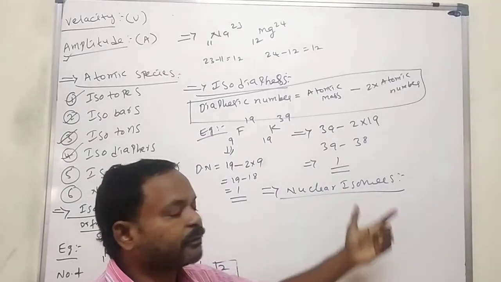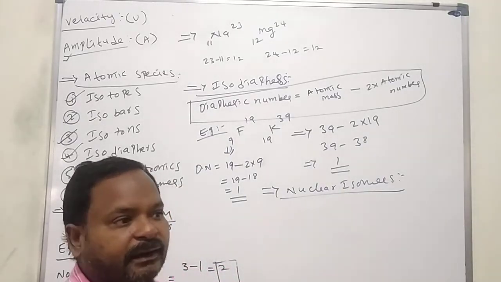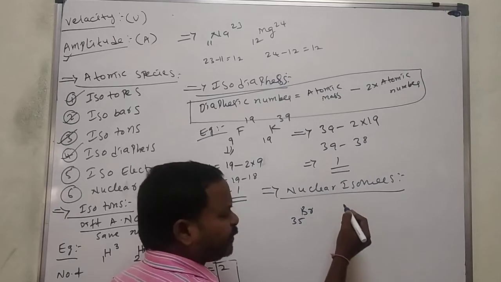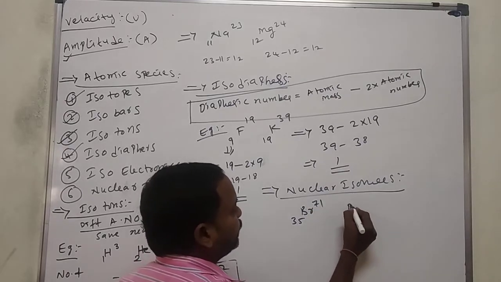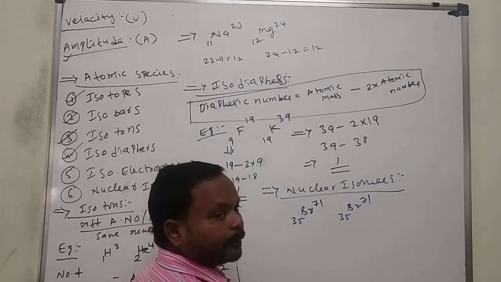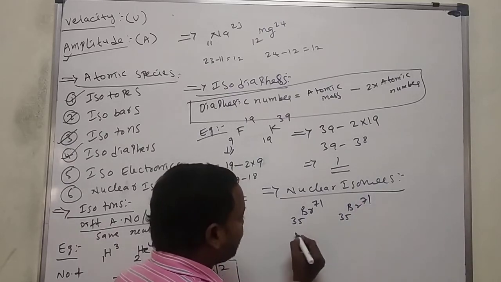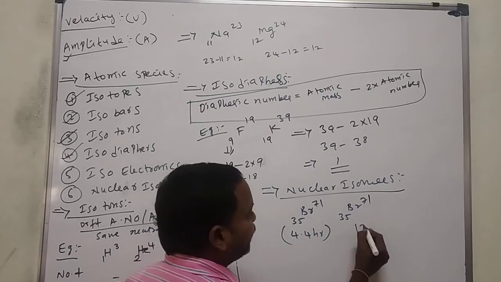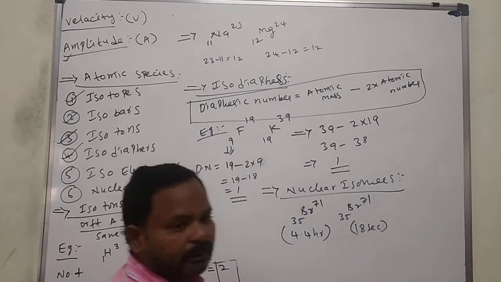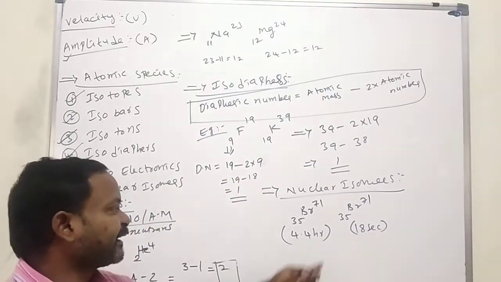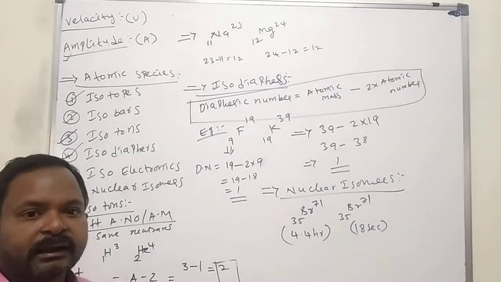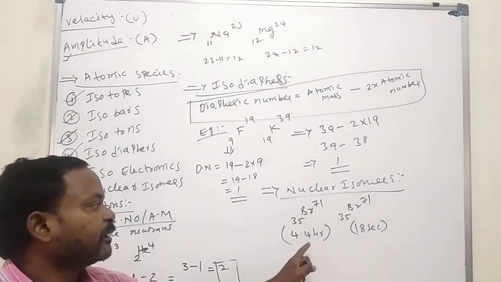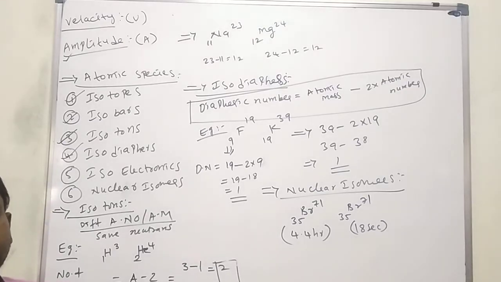The half-life time of these nuclear isomers is different. Here I am taking bromine 35, for example 71. Both are the same, but the half-life time of this one is 4.4 hours, and the half-life time of this one is only 18 seconds. Both have the same atomic number and atomic mass, but differ in half-life time. Those are called nuclear isomers.